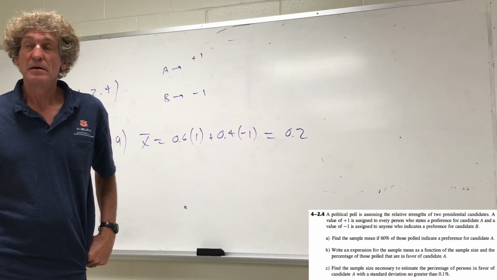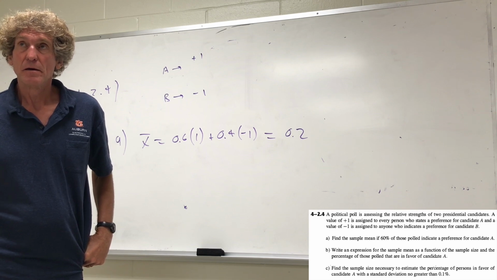Write an expression for the sample mean as a function of the sample size and the percentage of those polled that are in favor of candidate A.